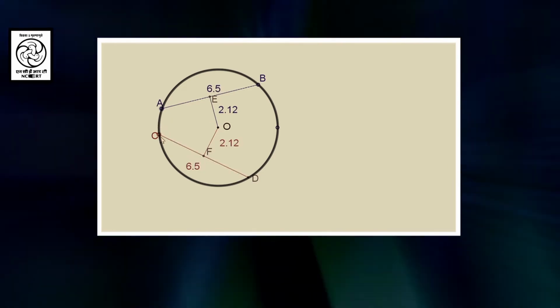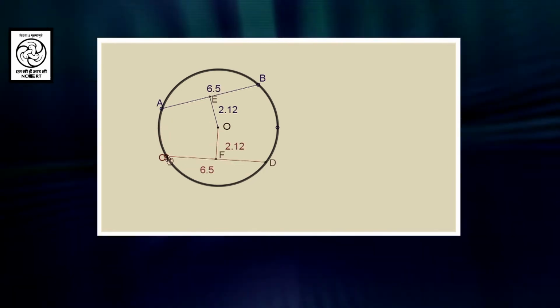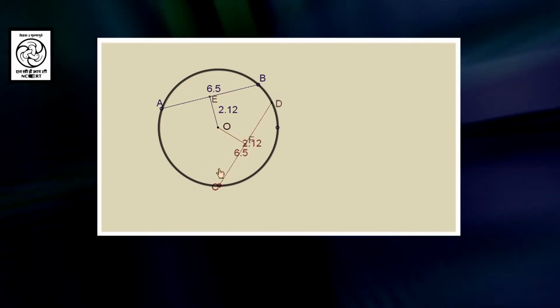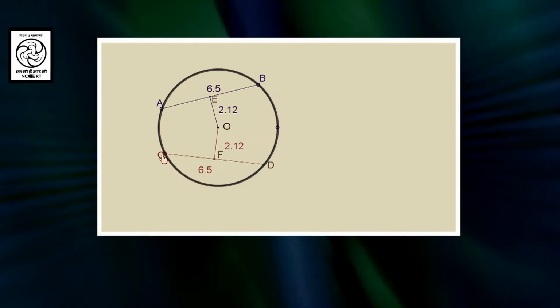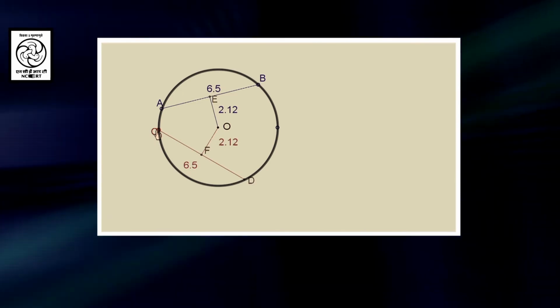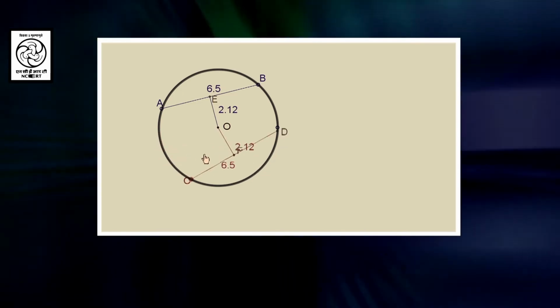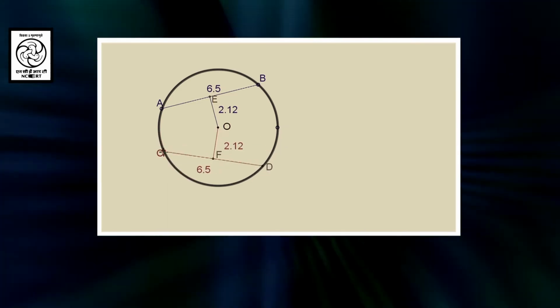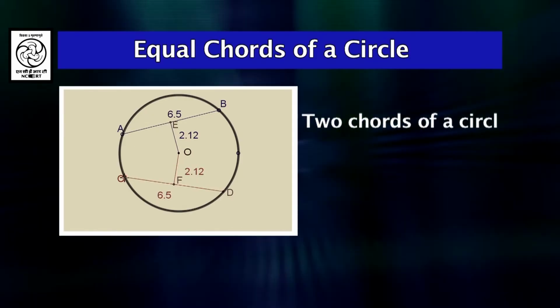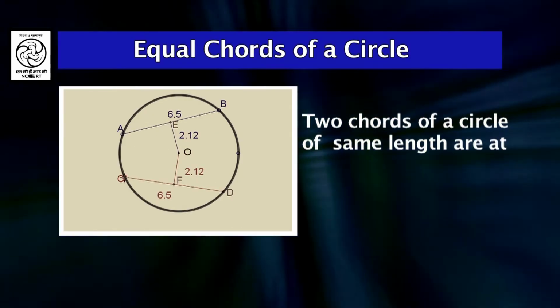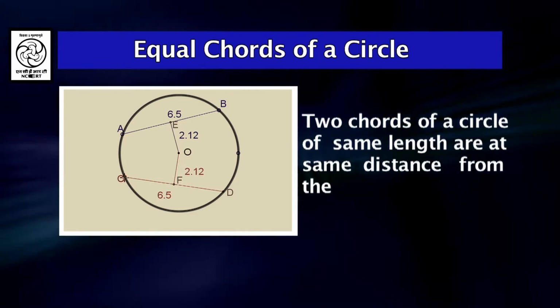Let us change the position of chord CD. Observe that even if I change the position of chord CD, the distance from the center of both chords AB and CD remains the same. So, two chords of a circle of the same length are at the same distance from the center.